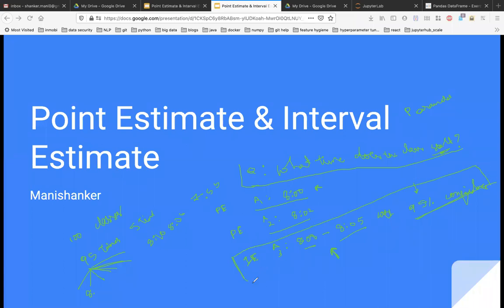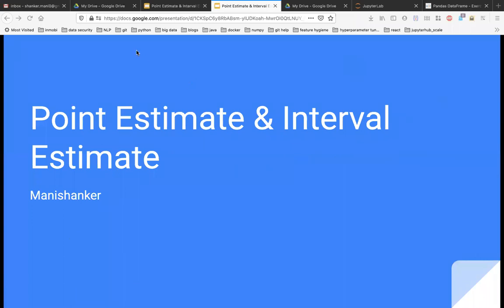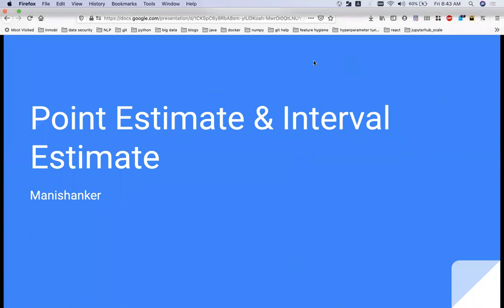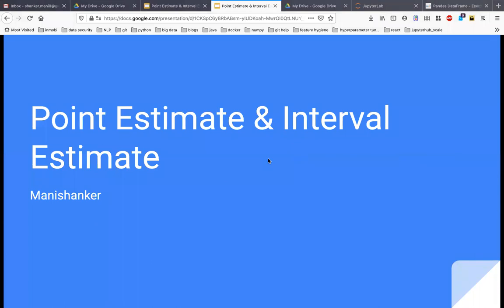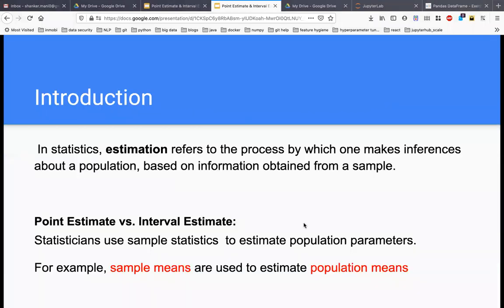So this seems like a closer and more complete answer to this particular question than this answer or any other answer you give. So this is where your point and interval estimates are. We'll discuss more about where and how we will use this, but I hope you guys got the basic idea: what is a point estimate and an interval estimate? This is more theory, and I don't think there are any practicals on this.